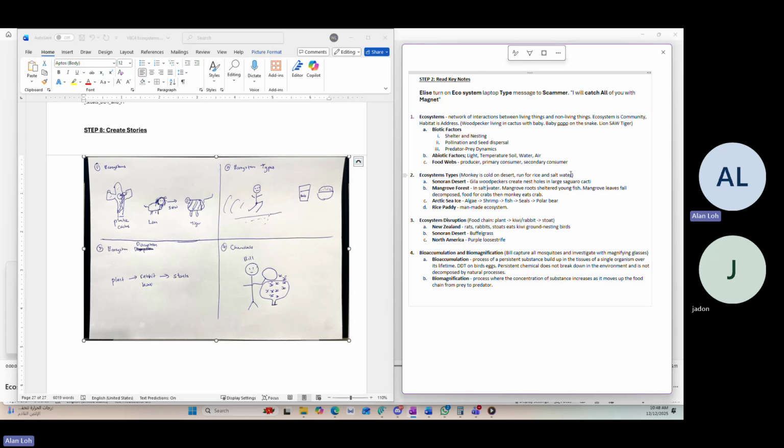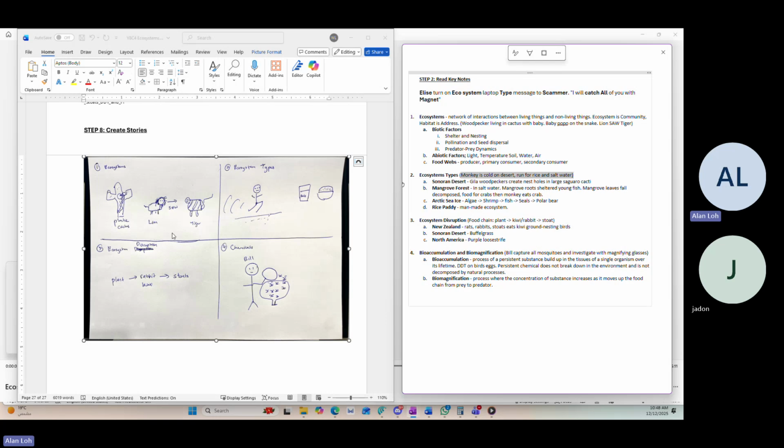So that is how I am able to remember what is inside drawer number 2, the ecosystem type. Okay, does it make sense? The monkey story? Yeah. And once you remember this story, it can help you to draw this easily.